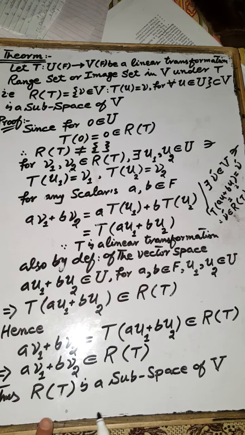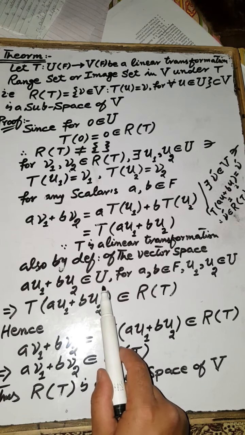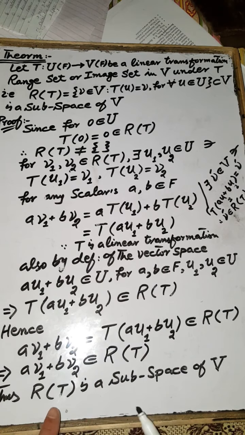Therefore, the range of T satisfies the conditions of a vector space over the field F, but the range of T is a subset of the vector space V, and hence we can conclude that the range set of the linear transformation T is a subspace of the vector space V over the field F.